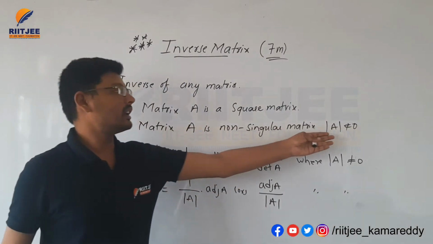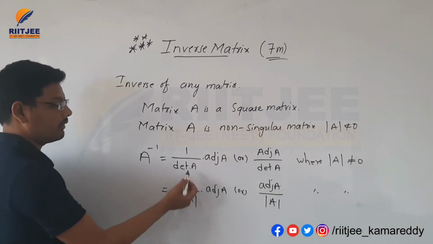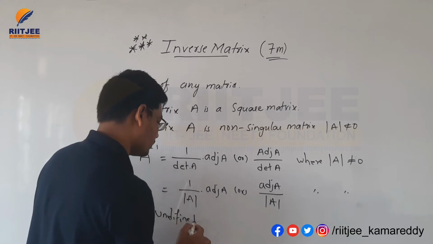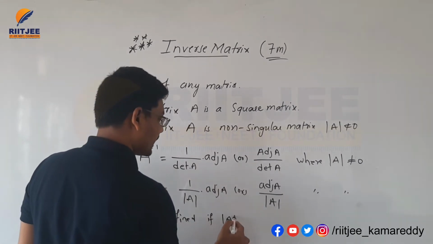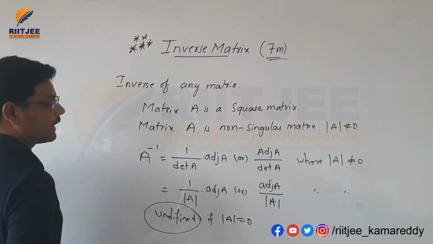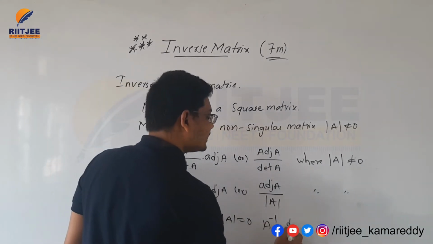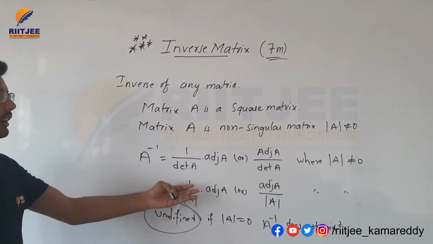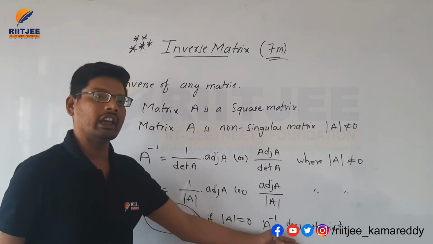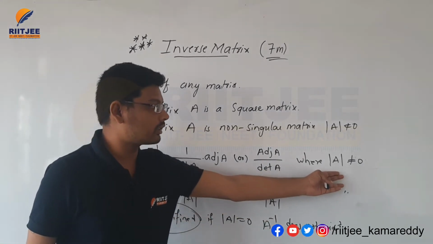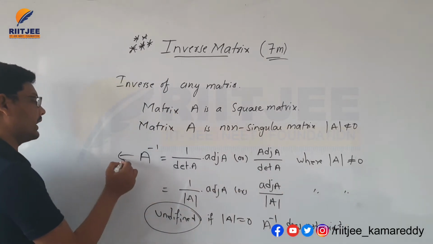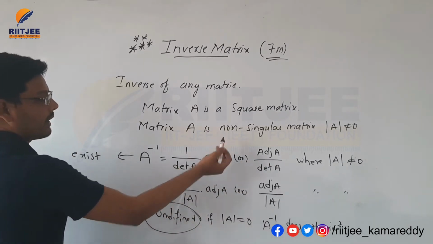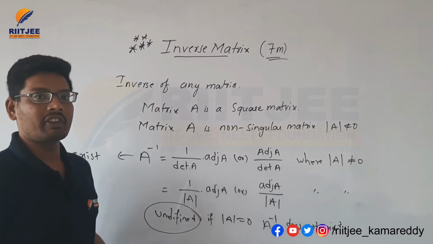Here also the same thing. If modulus of A becomes 0, then it becomes 1 by 0, and 1 by 0 is nothing but undefined. So if modulus of A is equal to 0, the value will be undefined, so A inverse does not exist here. If modulus value is not equal to 0, then only A inverse exists, where A is a non-singular matrix. This is all about the inverse of a matrix.